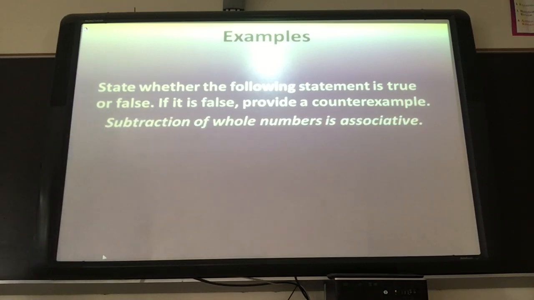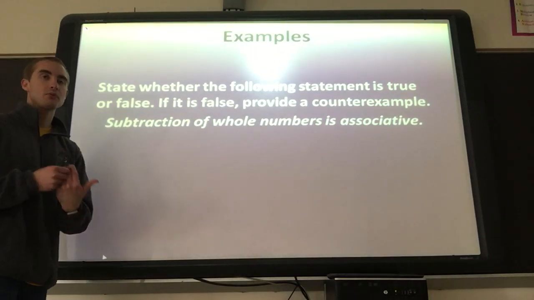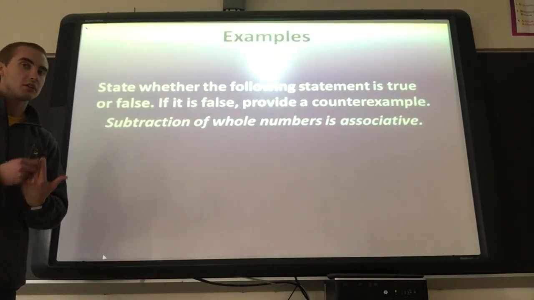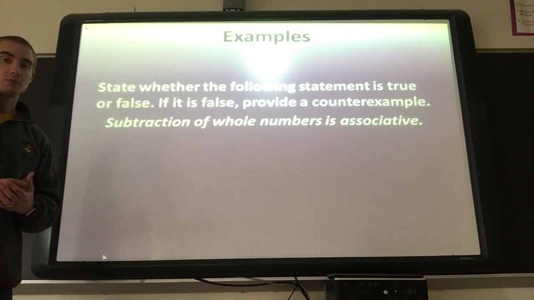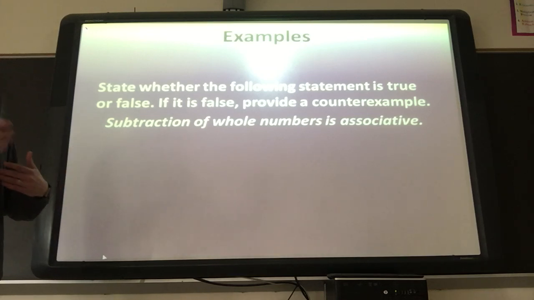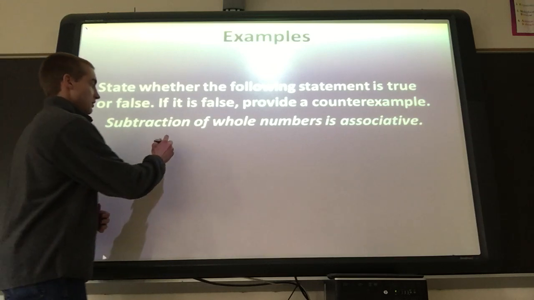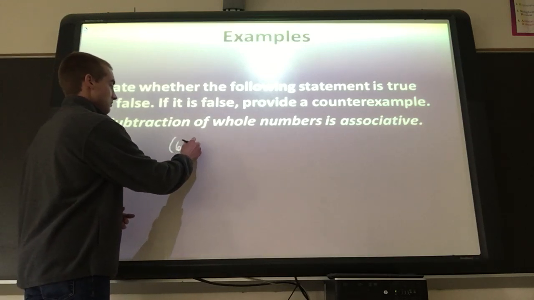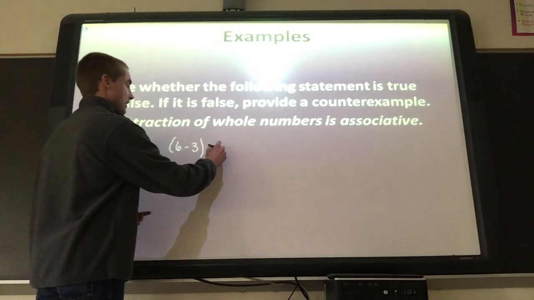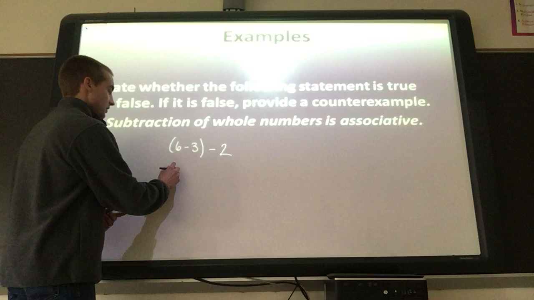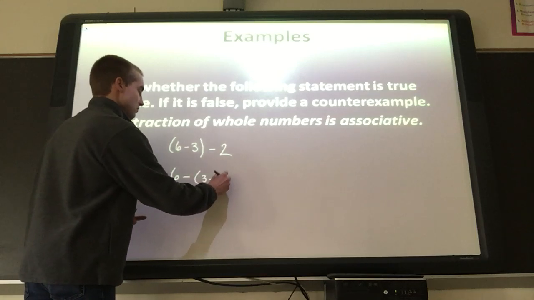Okay, the statement there that we've got to think about is subtraction of whole numbers is associative. So when we subtract, does the associative property work? Remember what the associative property says. The associative property says that the way the numbers are grouped, so what numbers are in parentheses, it does not matter. You're still going to get the same answer. So let's take 3 numbers. Let's take 6, 3, and 2. So let's put 6 minus 3 in parentheses minus 2. And then let's put 3 minus 2 in parentheses.